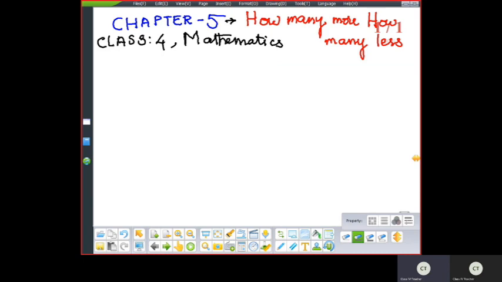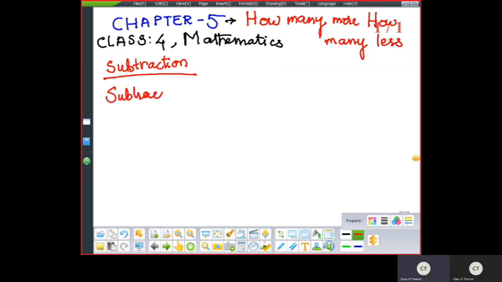Now let me go on with the next one, subtraction. Till now we went on with the addition. Now let me go on with the subtraction. What is subtraction, children? Subtraction means difference. If they ask you to find the difference, what will you do? You will subtract the numbers. And in subtraction, there is one simple thing you have to remember.